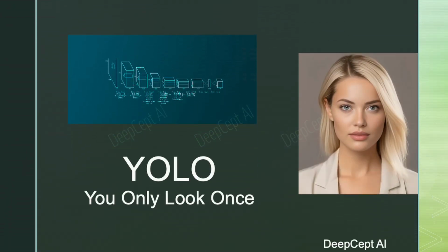YOLO, short for You Only Look Once, is an advanced computer vision algorithm used for object detection. Imagine you have a photo and you want to know what objects are in it and where they are located. YOLO can do this quickly and accurately.